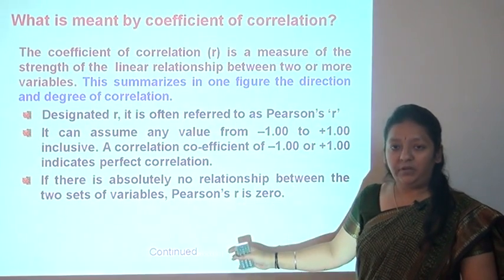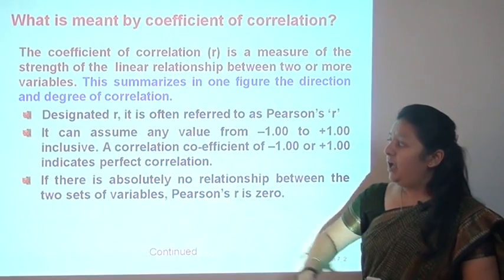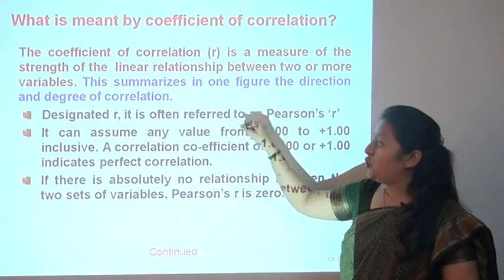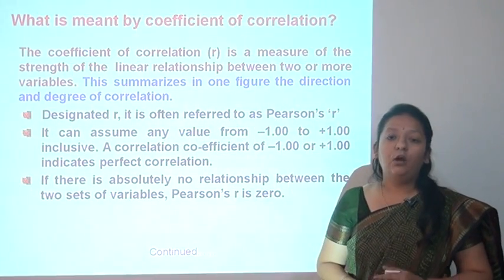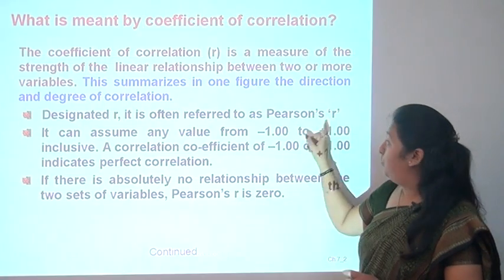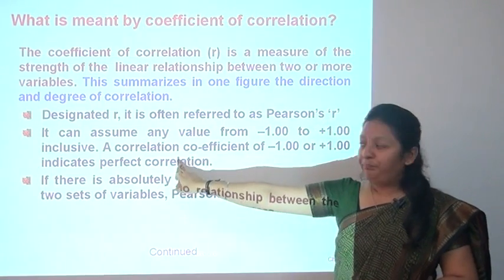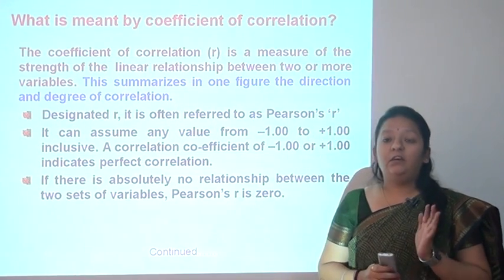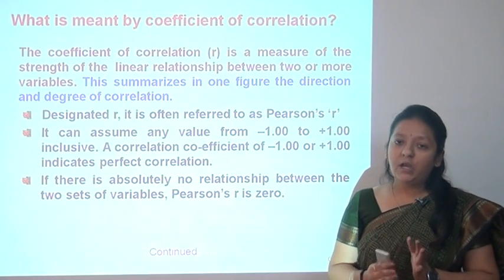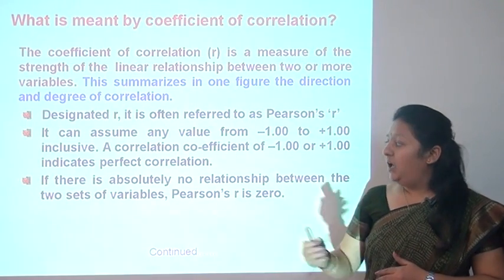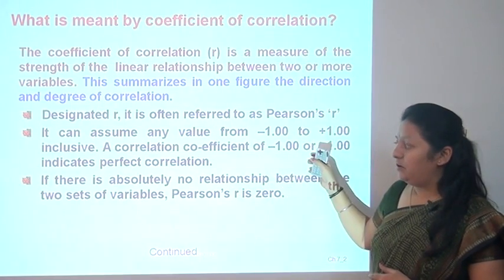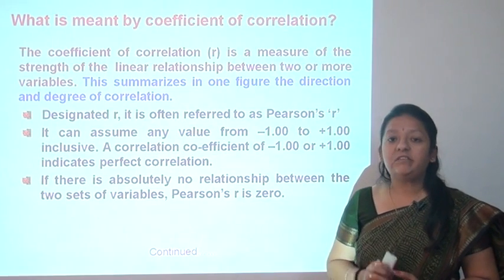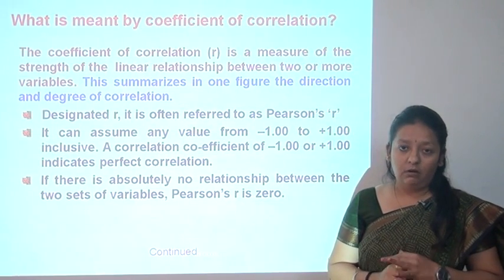These are some of the properties of the coefficient of correlation. The coefficient of correlation is denoted as R, and is often referred to as Pearson's coefficient of correlation. It can assume any value from -1 to +1 inclusive. The value of the coefficient of correlation lies between -1 and +1. Values of -1 and +1 indicate a perfect correlation between the variables.